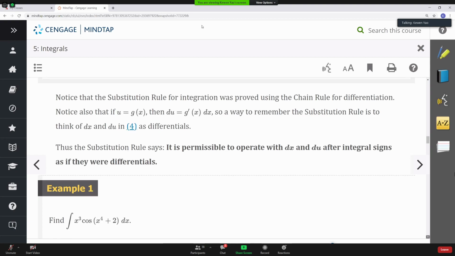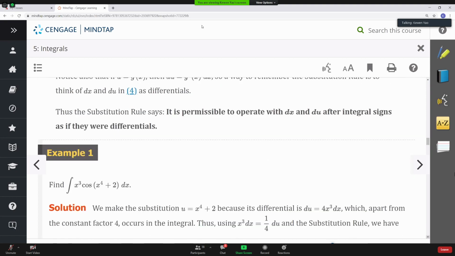Okay, this is a new example here, right? Let's take a look at this example. You see, let me enlarge it for you. Okay, this is x cubed, cosine of x^4 plus 2, dx. Now this looks very complicated, right? You have x cubed, cosine inside is x^4 plus 2, dx.